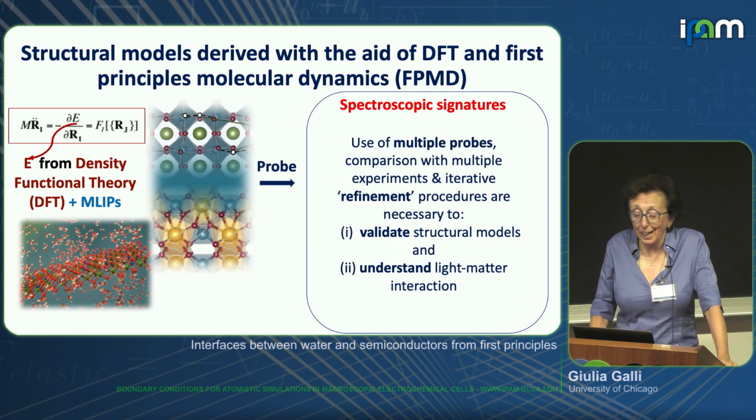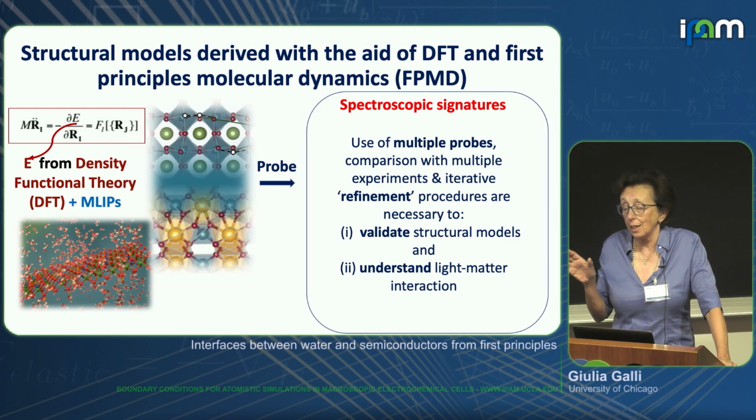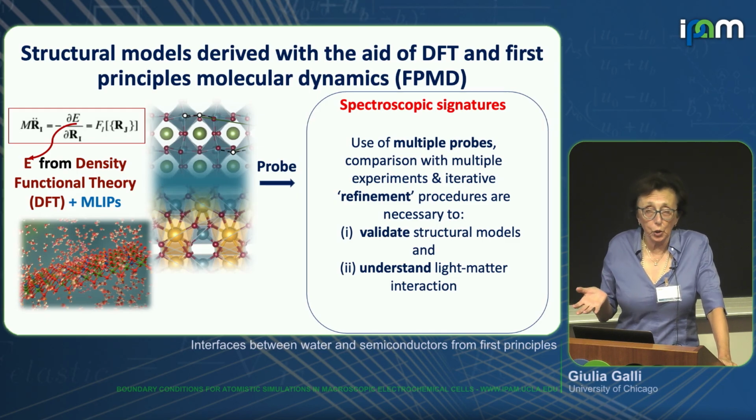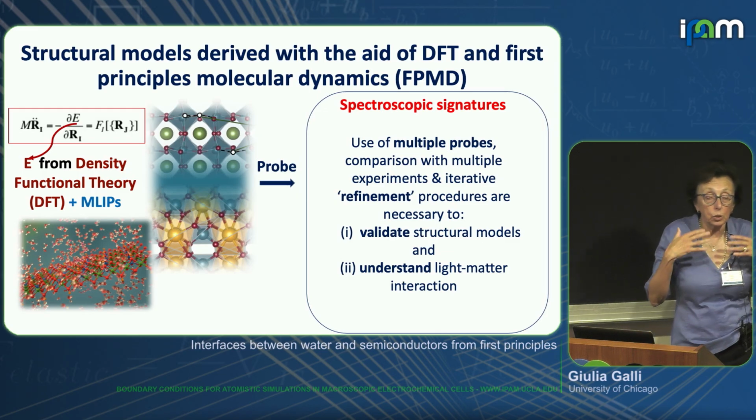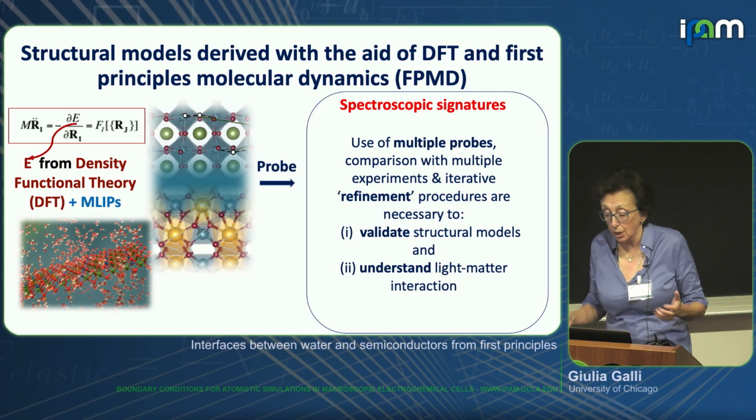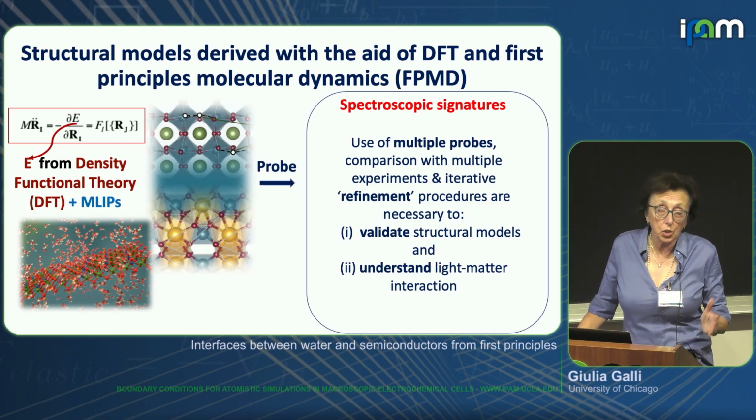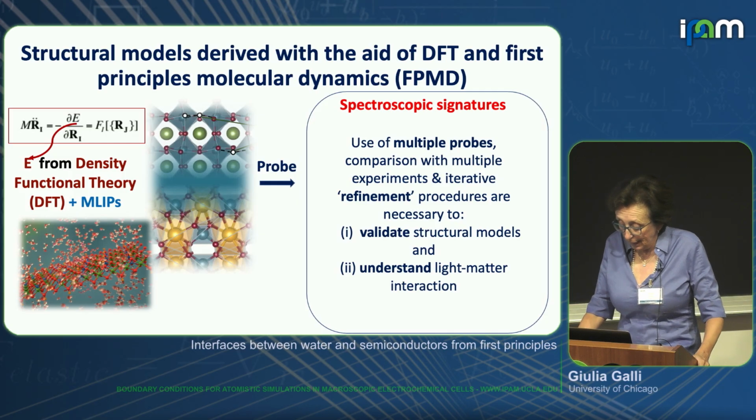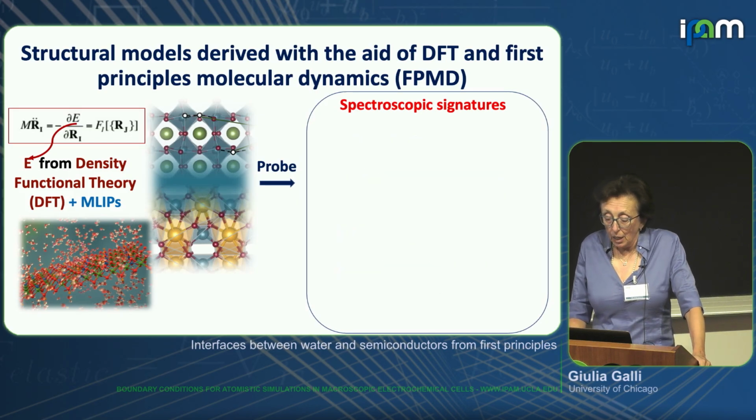I want to point out that there is not one single calculation or electronic structure that will do the job for you, whatever interface you're studying. You need to compute many different electronic properties. You need refinement procedures to validate your structural model and to understand light-matter interaction.